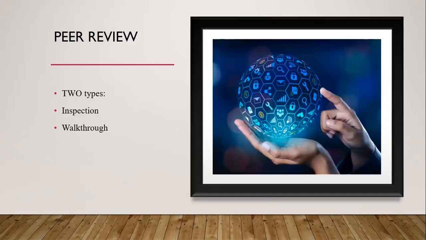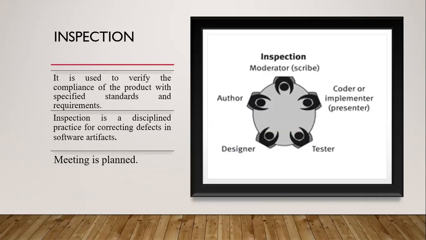Peer review is a type of review. In peer review there are two types: inspection and walkthrough. Inspection is actually what we also call an audit. It is used to verify the compliance of a product with specified standards and requirements. Inspection is a disciplined practice for correcting defects in software artifacts.